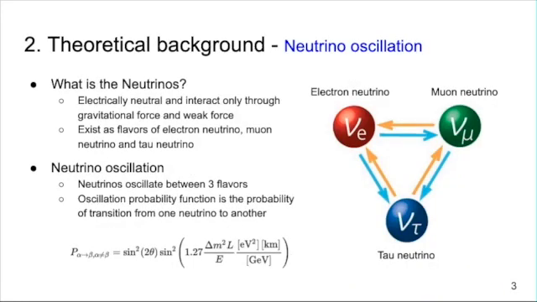This slide explains what neutrinos are and how they oscillate. The neutrino is electrically neutral and interacts with other particles only through the gravitational force and the weak force. They exist in three different flavors called electron neutrino, muon neutrino, and tau neutrino. Neutrinos keep changing their flavor from one to another in a process called neutrino oscillation. This oscillation can be explained as a function of probability, and we call it the oscillation probability function.